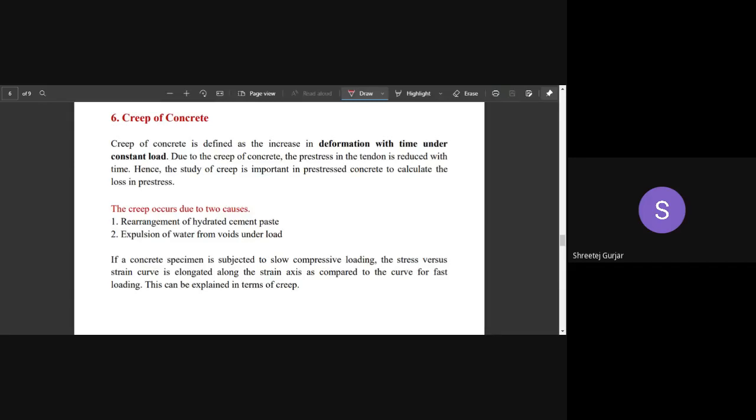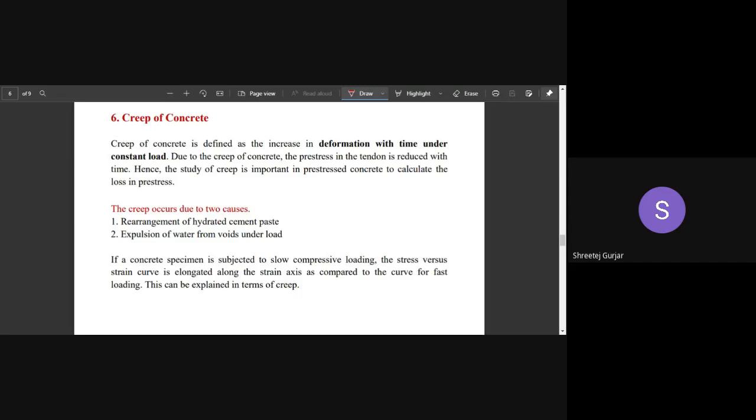Next, due to creep of concrete, the pre-stressing force in the tendon is reduced with time. Because of this, we have to study creep in pre-stressed concrete, right? Because of the losses in pre-stress caused due to creep, we have seen that due to creep of concrete, some amount of pre-stress in the tendon is lost. So the study of creep is important when we are looking into pre-stressed concrete.